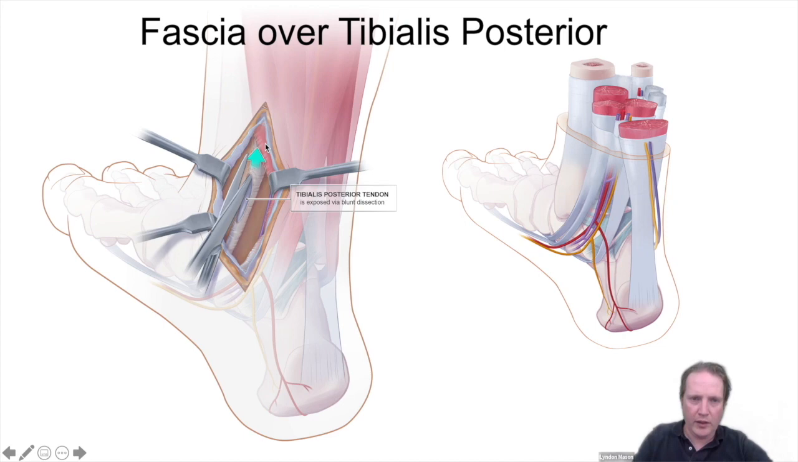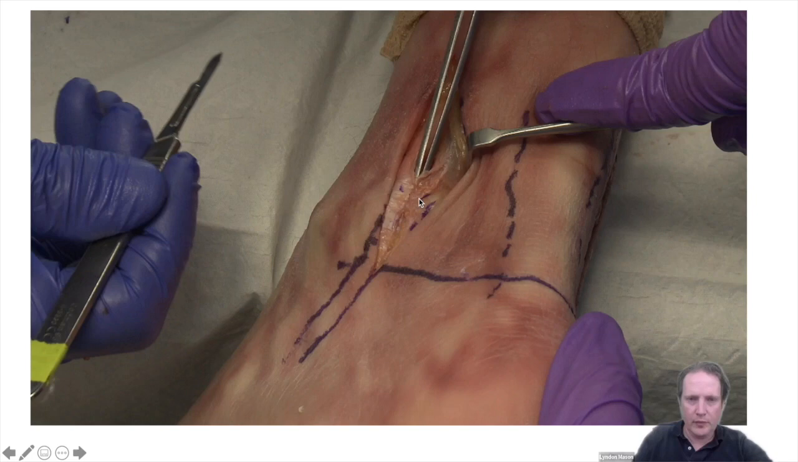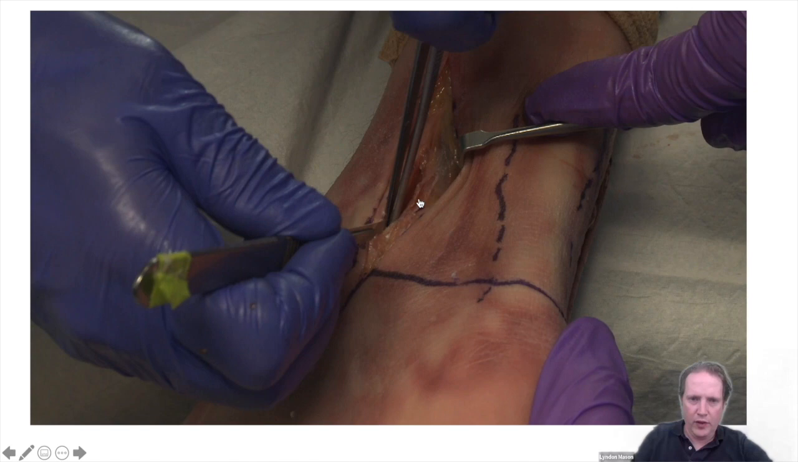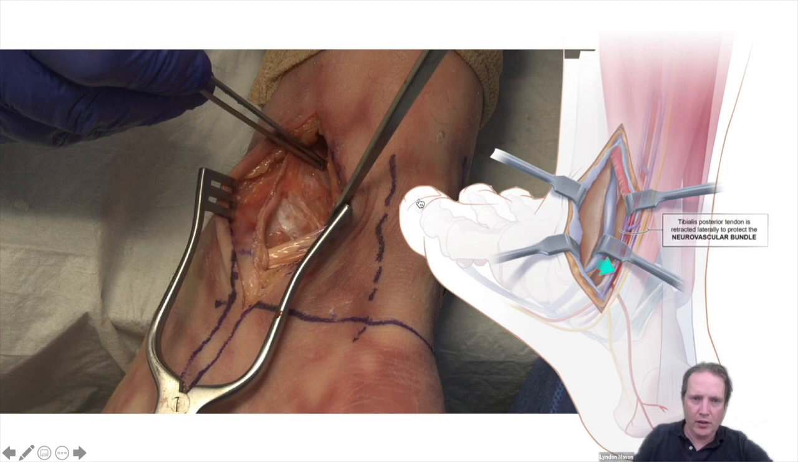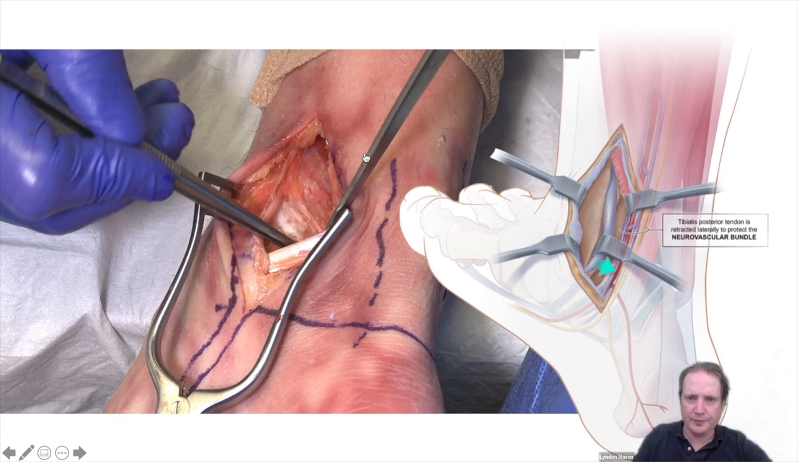Behind this retractor, it's important to note your neurovascular bundle lies. So you see the fascia is opened up over your tibialis posterior. The tibialis posterior is retracted posteriorly and laterally. The neurovascular bundle is then behind the tendon and being protected. This is a very extensile approach. It comes up along the line of your fasciotomy and can go as far up as your proximal tibia.